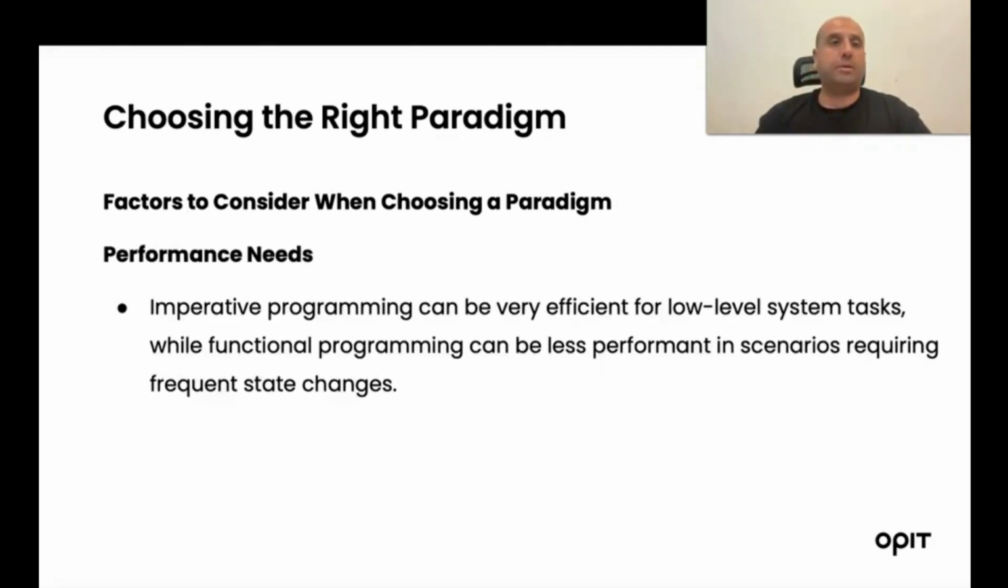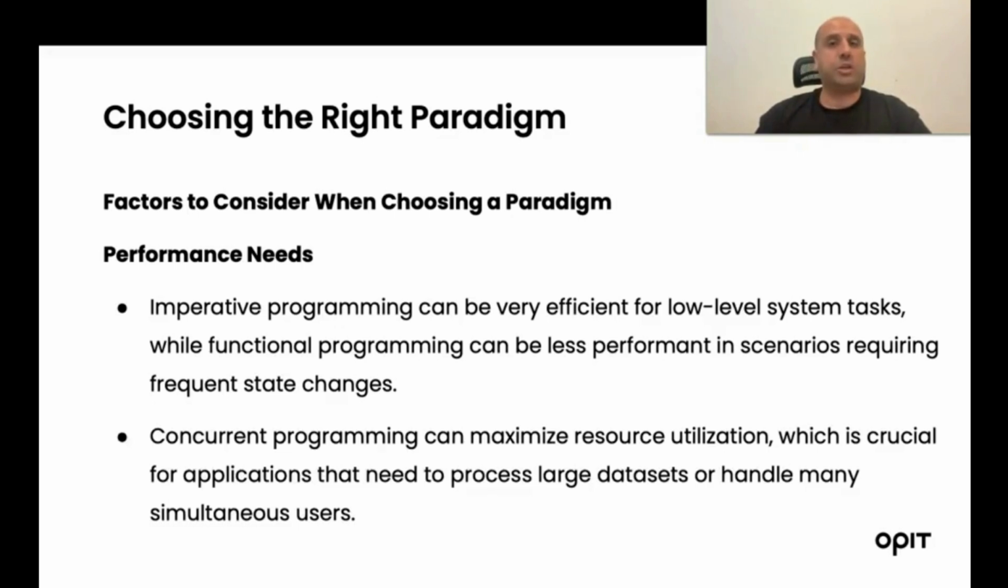A third factor is the performance need. Imperative programming can be very efficient for low-level system tasks, while functional programming can be less performant in scenarios requiring frequent state changes. Concurrent programming can maximize, for example, resource utilization, which is very crucial for applications that need to process large data sets or handle many simultaneous users.